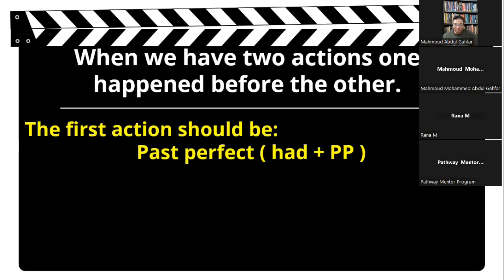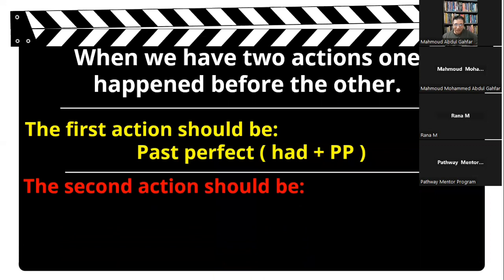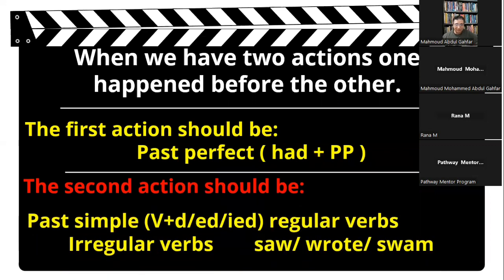So again, when we have 2 actions, one happened before the other, we put the first action in the past perfect. What is the past perfect? It's had plus the past participle of the verb. And the second action should be in the past simple. What is the past simple? As we know, it is the verb plus d or ed or ied. These are regular verbs. And what about irregular verbs like saw, wrote, and swam? These are irregular verbs.